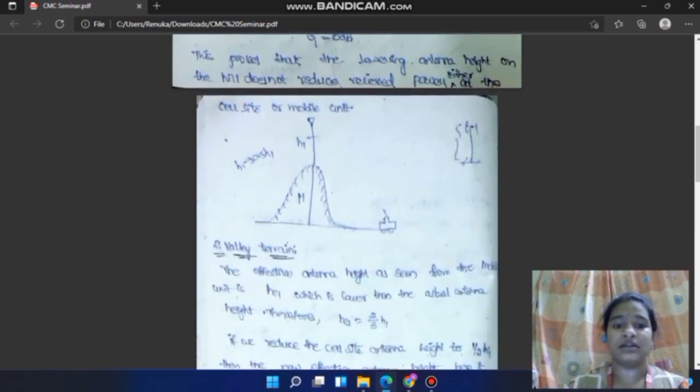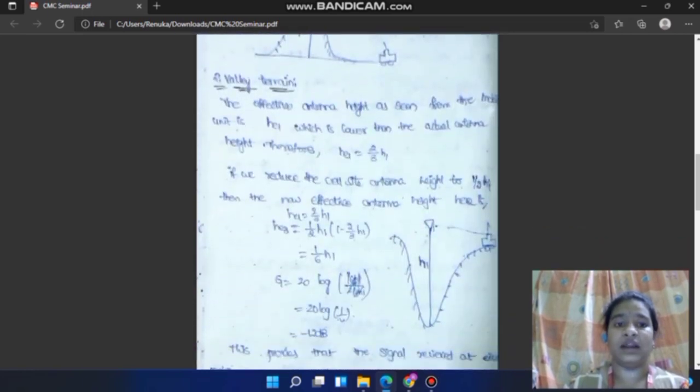Let us consider this. The antenna is at the top of the hill, the height of the antenna is H1 and the height of the hill is capital H. The effective height He is equal to H1 plus H, which we discussed before. Now coming to the valley terrain, the effective antenna height as seen from the mobile unit is He1, which is lower than the actual antenna height.